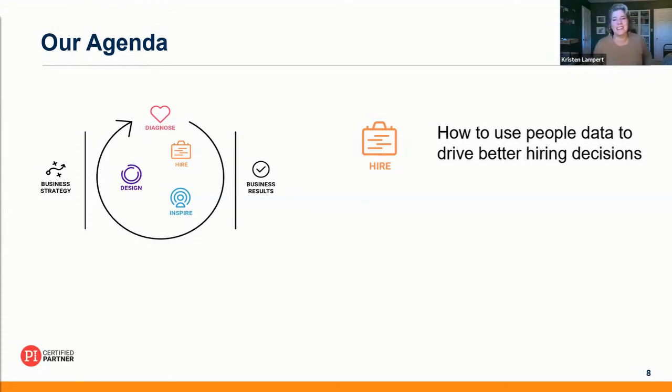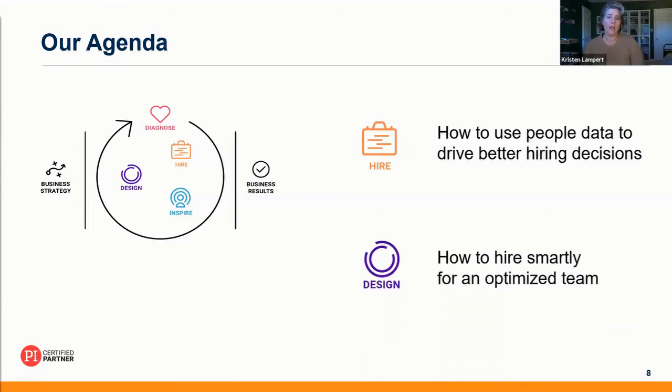And the second is around design. So we're going to be zeroing in on the design part. How do we actually structure a team in a way that is optimized for performance versus just kind of reacting or trusting our gut on how we think we need to build teams?